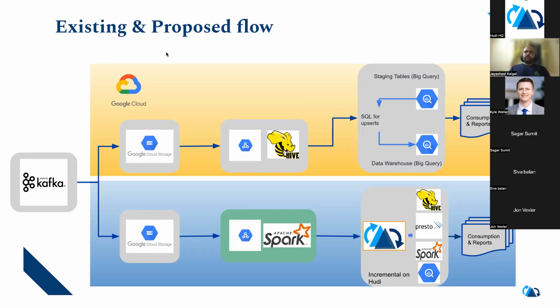What we thought was we had to reduce our consumption, or our ETL, on BigQuery and bring it to something which can scale up without a large cost. That is why we did a benchmarking of different tools, Hudi, Iceberg, and Delta, and then we finalized Hudi because of various aspects.